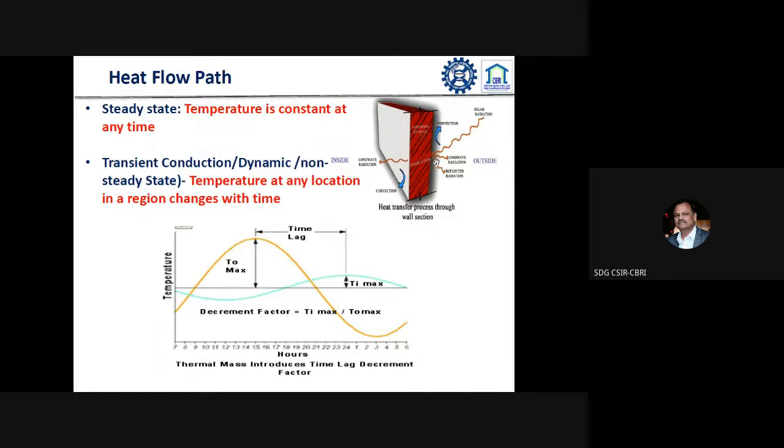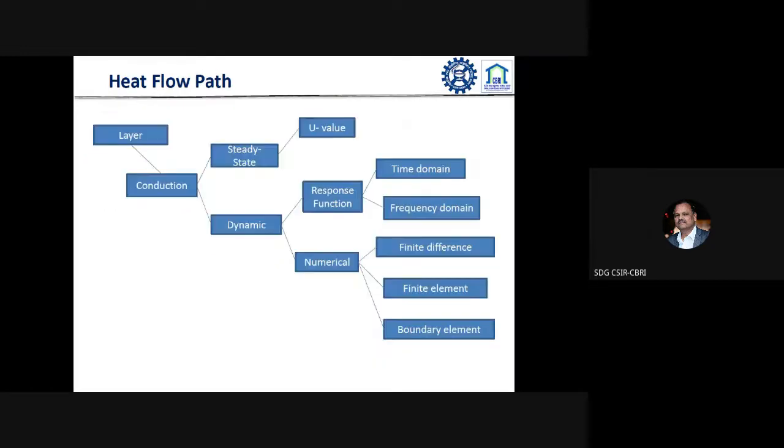So at this particular time, maybe 8 o'clock, the outside temperature may be different; at 10 o'clock it is different; at 12 o'clock it is different. So there is also variation with respect to the temperature. There is a variation with the time lag, which depends on which type of building envelope it is.